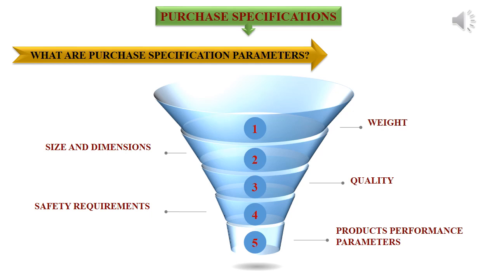Next we'll see what are the purchase specification parameters. What are the parameters we'll look after during purchase? Weight of the equipment, size and dimensions, quality, safety requirements, product performance parameters.